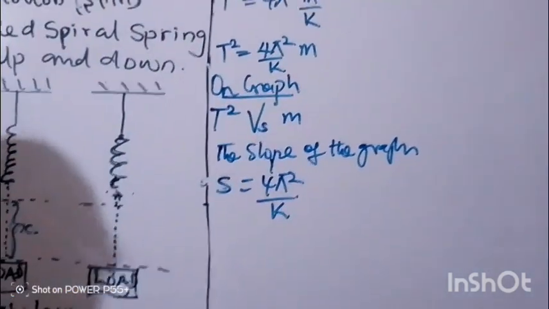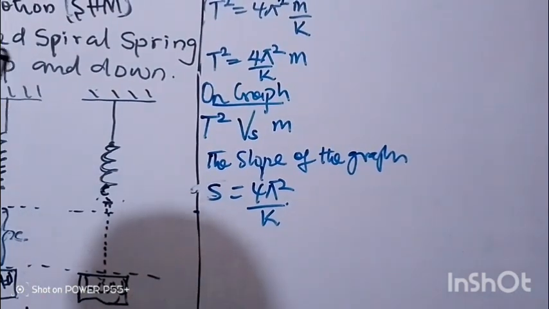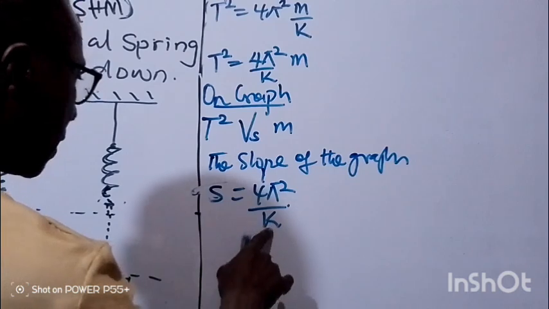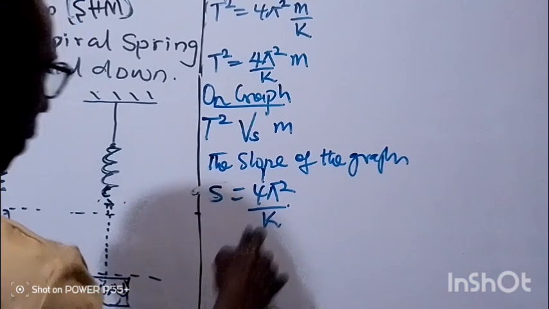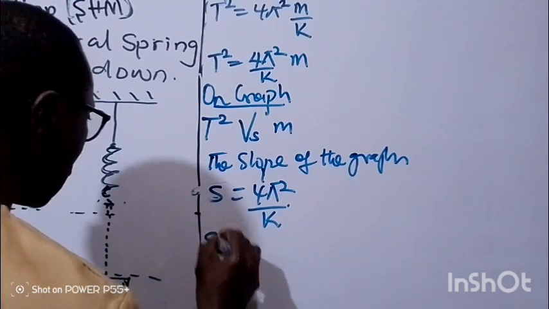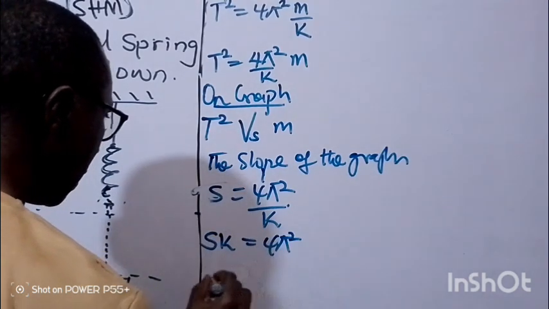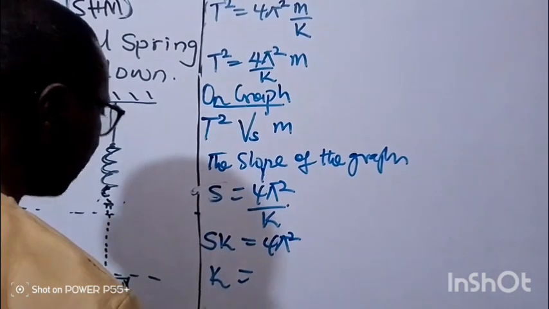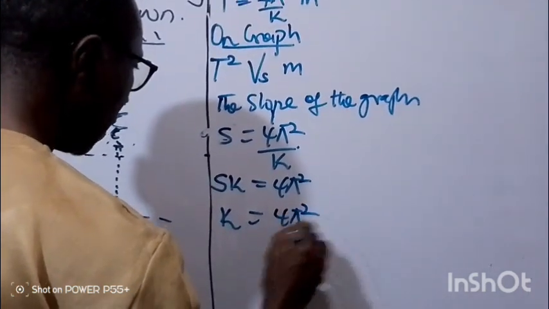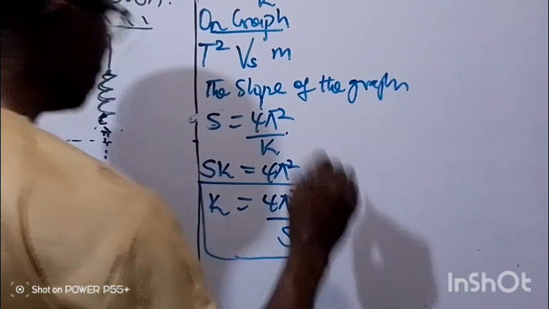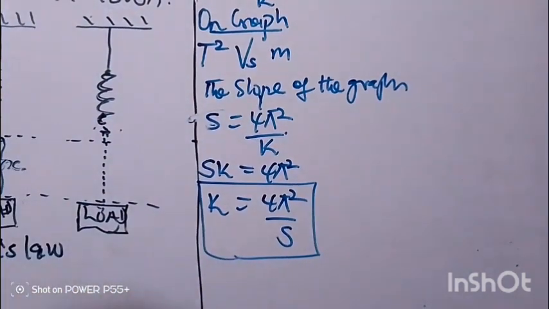So when you get the value of the slope of the graph, it will be equal to 4 pi square over k, where this k is the force constant. Then from there we can calculate the force constant of the spring. So s is equal to 4 pi square over k, so k will be equal to 4 pi square over s. This will give us the force constant of that spiral spring used to demonstrate the experiment.